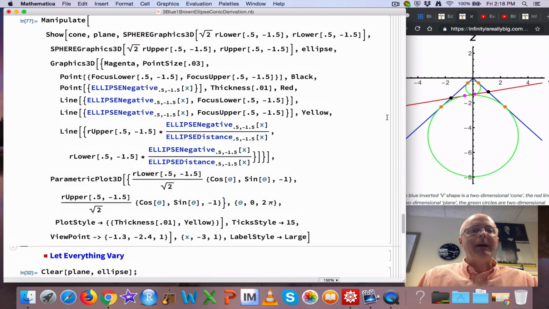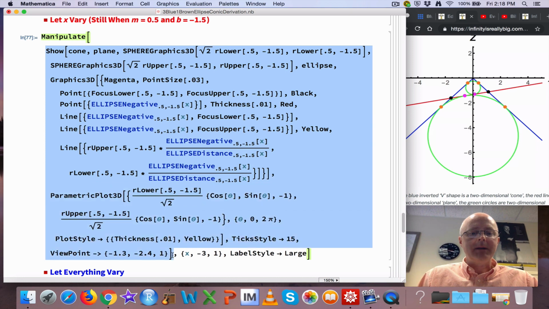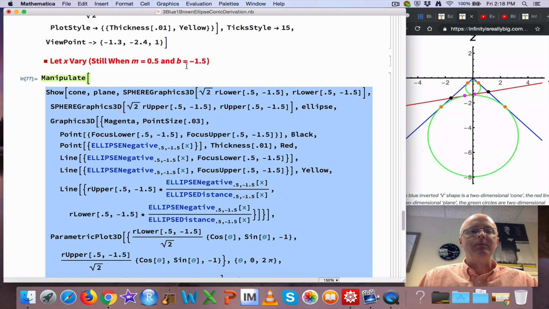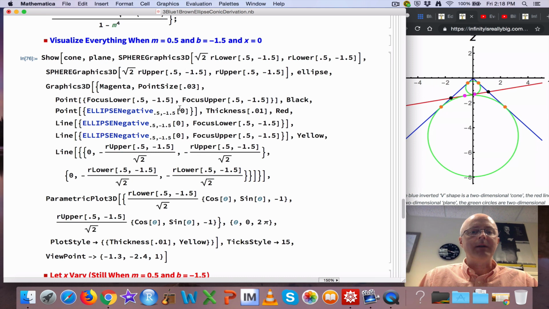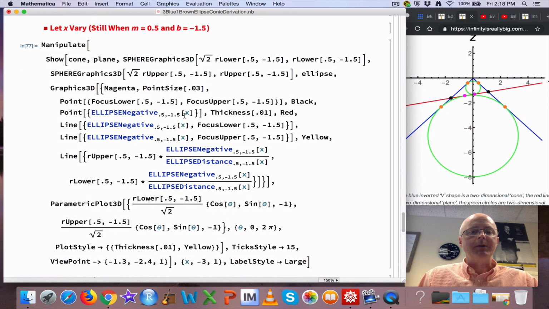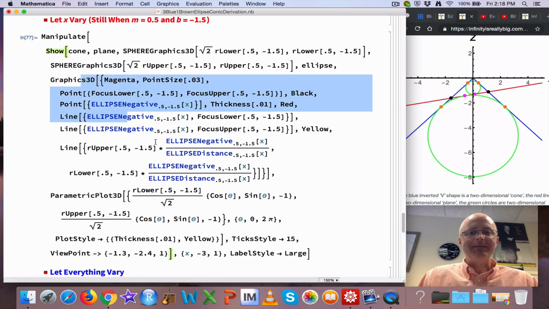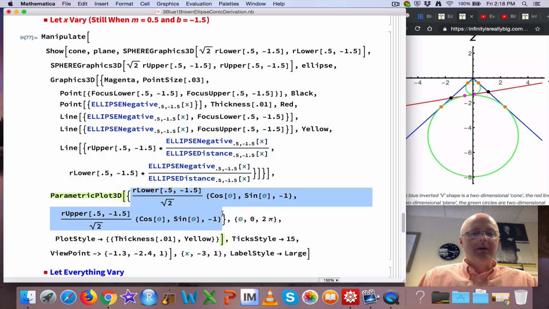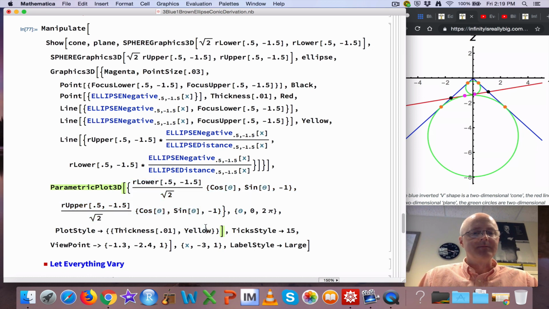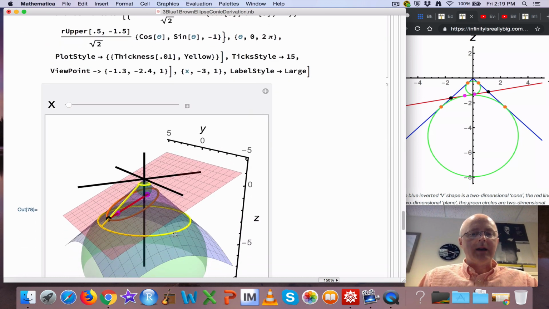How did I make that? I put everything from before inside of Manipulate, except I changed all the zeros to x's, like there was a 0 here and here and here. I changed those to arbitrary x's because x is the animation parameter for the Manipulate. The details, especially this stuff, are hard to understand if you're not familiar with parametric representations of circles in this case. This is graphing the yellow circles that you see that are at constant values of z.